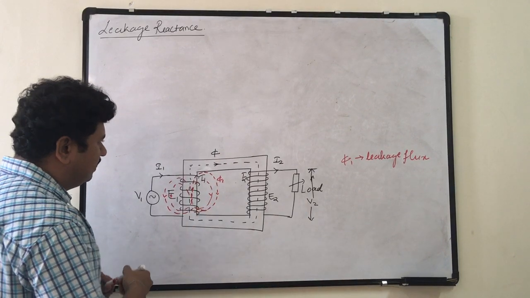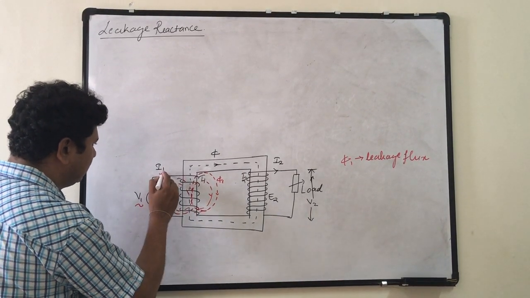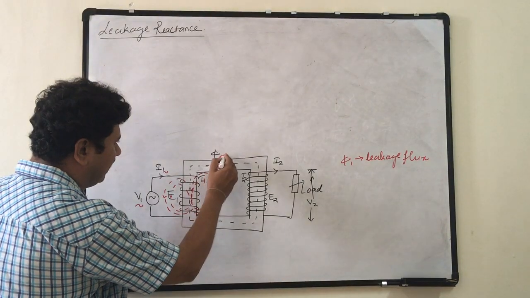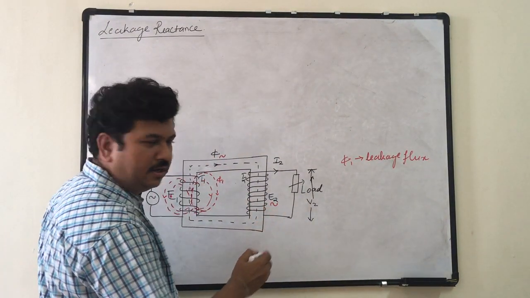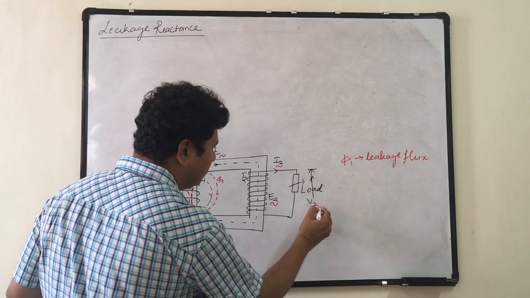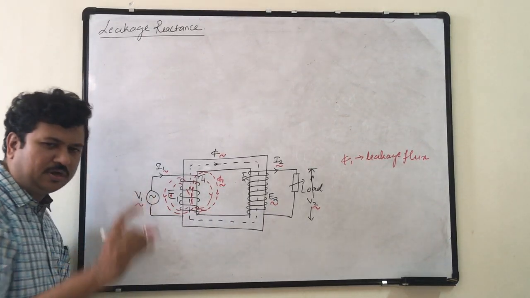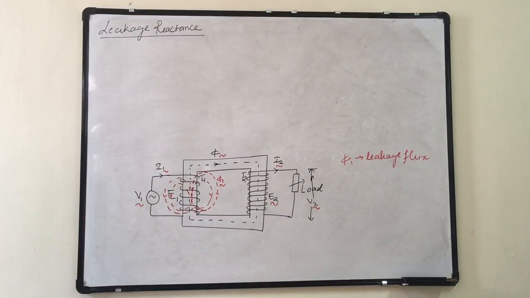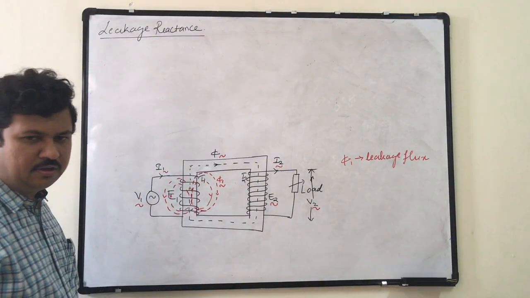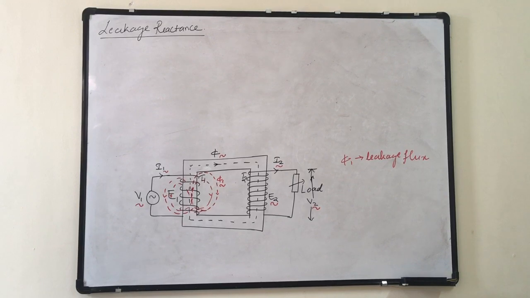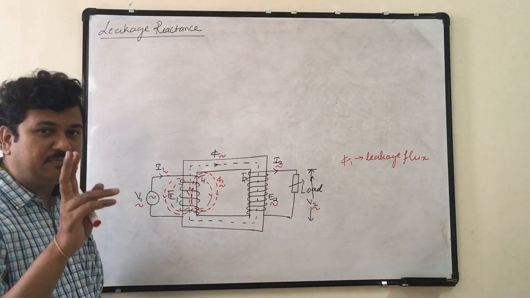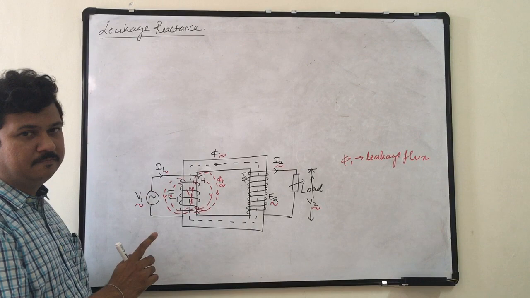the supply voltage is alternating, current I1 is alternating, flux phi is alternating, therefore E2 is alternating, current I2 will be alternating, voltage V2 will be alternating. Flux phi 1 is also alternating, because it has been produced from the same source. Now when an alternating flux phi 1 is linking to the primary winding, what will happen? An EMF is induced. Now there is an additional EMF induced in the primary winding other than E1.